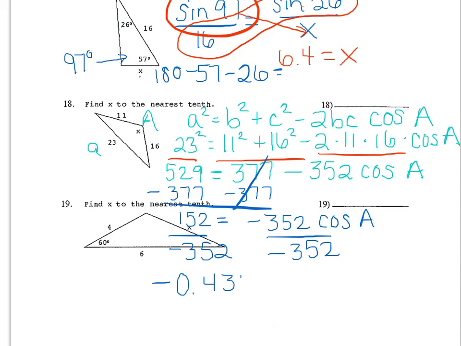0.4318 equals the cosine of A. And if you're not sure what to do with that decimal, hopefully you know that's not really your answer, but look at what it equals. Negative 0.4318 equals the cosine of A. And what I'm looking for is the value of A. Okay, if I know cosine of A is equal to that, I can find my value of A by doing the inverse. Anytime you're looking for the angle, it's an inverse problem.